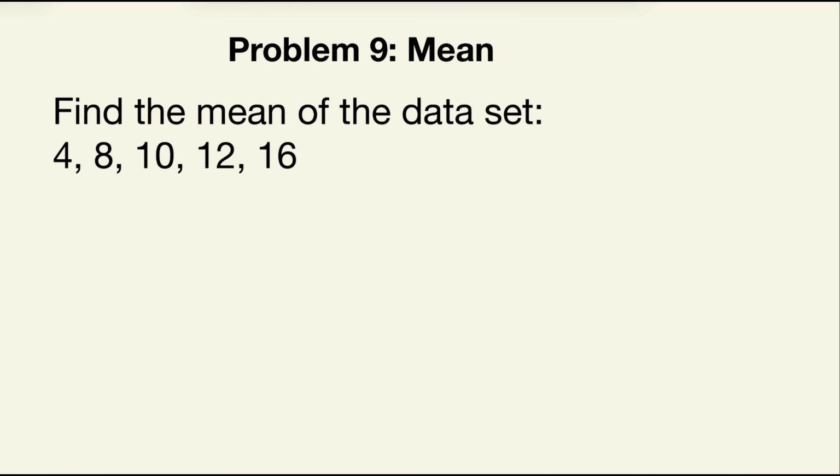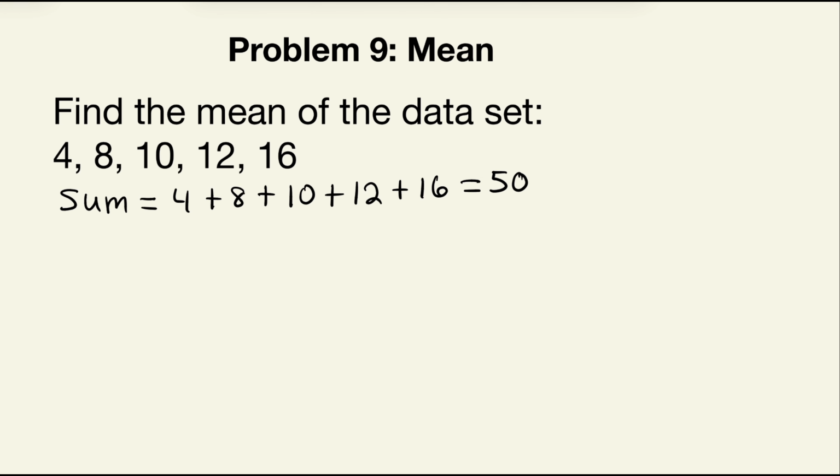For problem number 9 here, we have to find the mean of the data set. And so we have 4, 8, 10, 12, and 16. So let's go ahead and find the sum. So let me change the color to black here. I'll write sum, which is equal to, and you're adding these data points together. So that's 4 plus 8 plus 10 plus 12 plus 16, which equals 50.